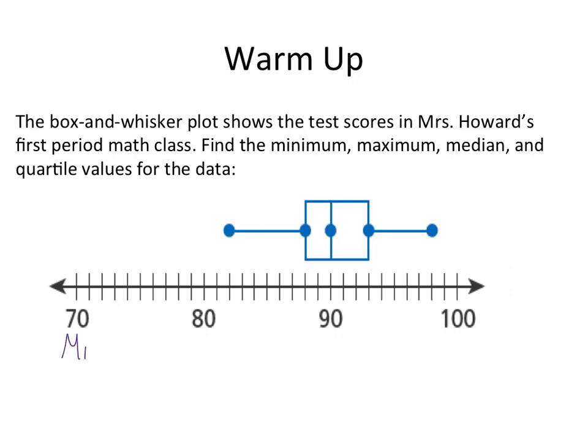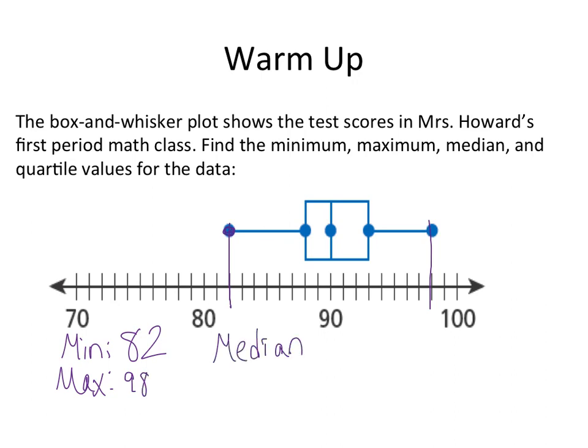Take a moment, pause the video, then press play to see the answer. So our minimum, which is the smallest value, and that's the very end whisker here, if you bring it down, we find that the minimum is at approximately 82. The maximum, which is now on the other end, is at approximately 98. The median, or the middle value, if you bring it straight down, is at 90. Q1, or the first quartile, is at 88, and Q3, the third quartile, is at 93.